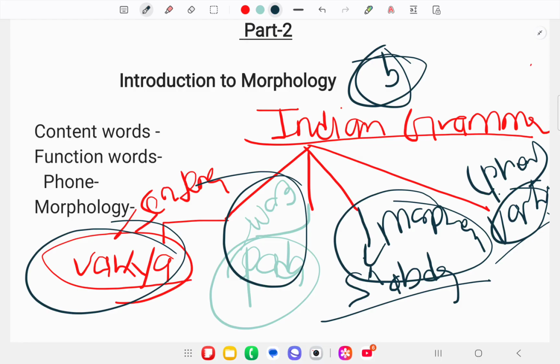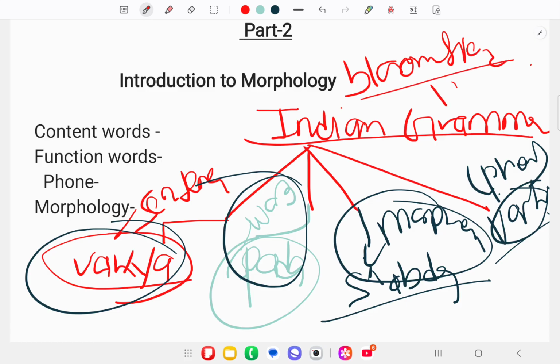Bloomfield, in 1926, defined the language system as five successive units, where four are the same and there is one more between the words pada and the vakya. He attached the phrase.